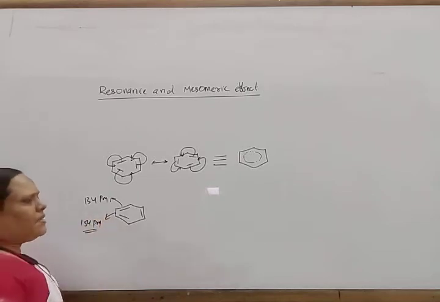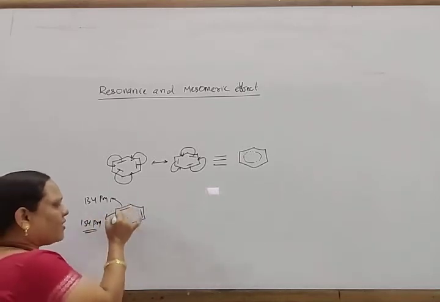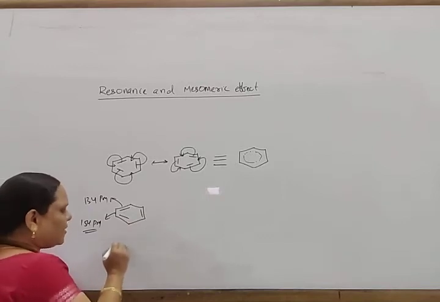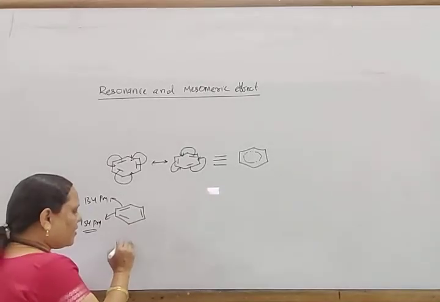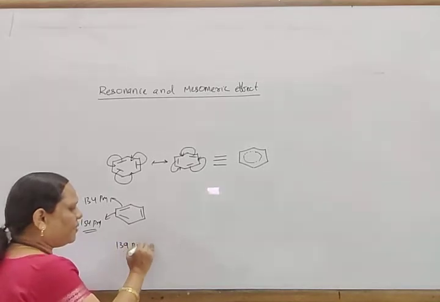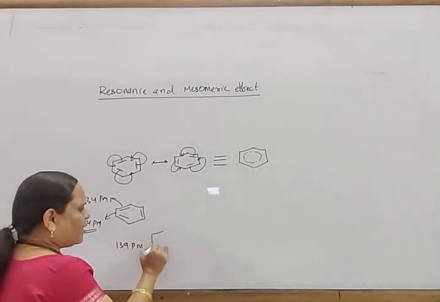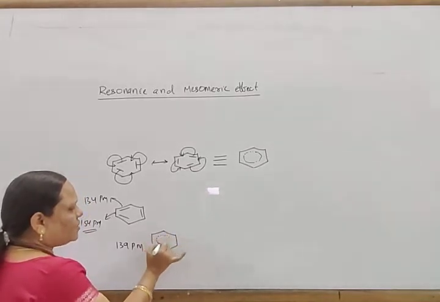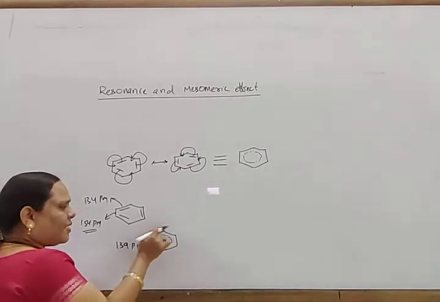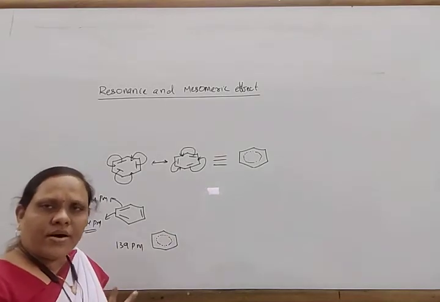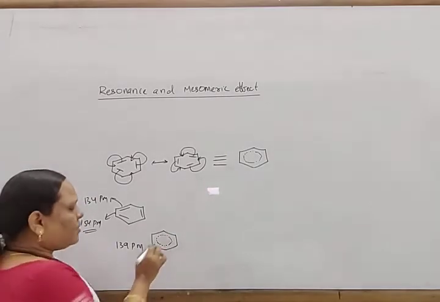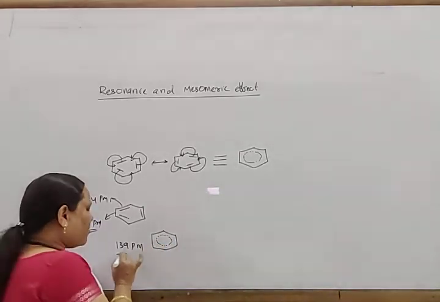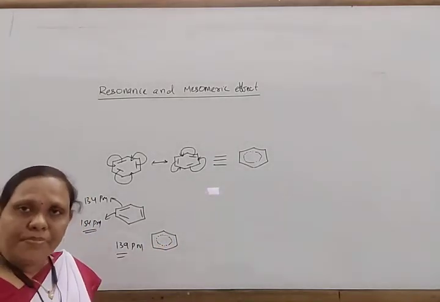But actually, experimentally it is found that all the carbon-carbon bond lengths are the same. The bond length is 139 picometer. In this way, what type of bond is present? So you can say these are pi electrons. So the bond between carbon-carbon is in between a double bond and a single bond. In this way you can represent it like this. So the bond length is found to be 139 picometer.